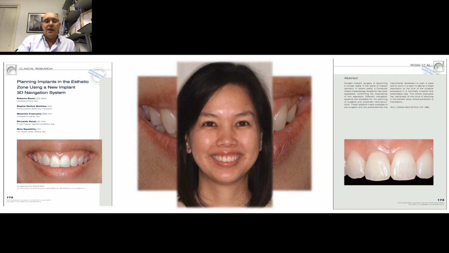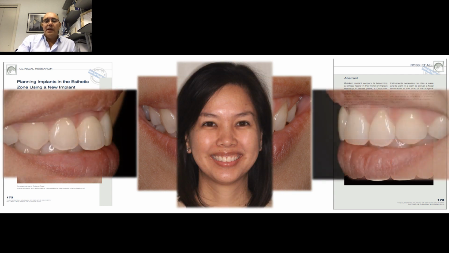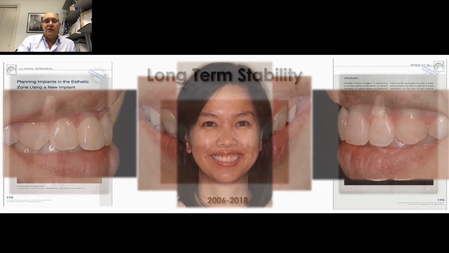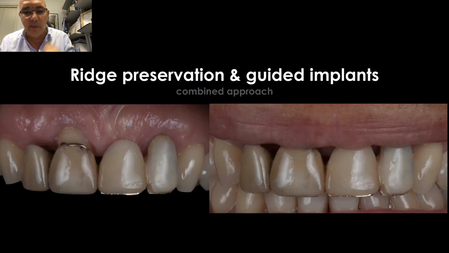And this young lady has a beautiful smile, and she maintained the beautiful smile. And what is more meaningful, this beautiful smile has been maintained throughout the years. So 2006 is when we finished the case, and 2018 was the last time we did the pictures and the radiographs of her. In 2018, you can see that the stability of this complex has remained unchanged because we did careful planning, we did a very gentle procedure, and everything actually looked very nice, very beautiful, and very stable.